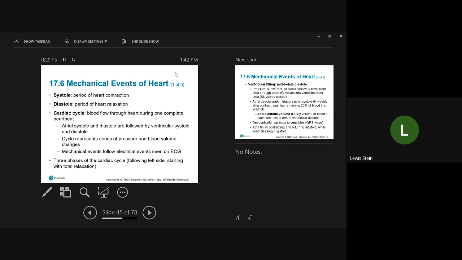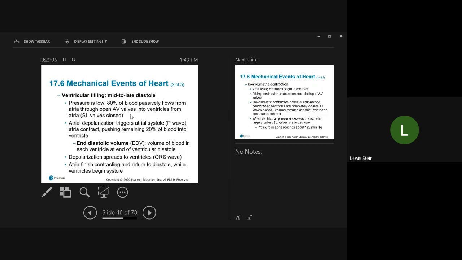Softball. I realize that. Period of heart contraction, systole. Period of relaxation, diastole. The cycle. Okay. Blood flow, one complete heartbeat. Mechanical events follow electrical events. We have to look at all of these different things that are part of it. Other things that are noteworthy.